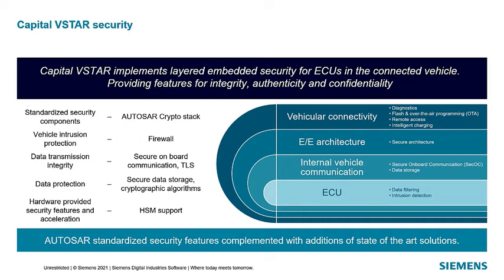Vehicle intrusion protection: firewall. Firewall is not specified by AUTOSAR, while we support it in our portfolio. For a firewall, early detection is the key, and open ports need to be blocked to avoid being exploited by hackers. Data transmission integrity: Secure Onboard Communication, abbreviated as SecOC. It's a part of the AUTOSAR concept used in secure in-vehicle communication. It adds or processes security relevant information.